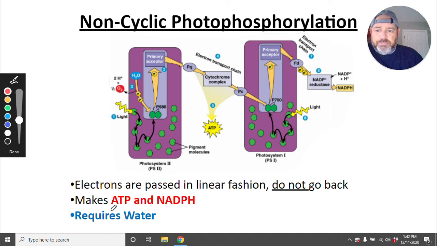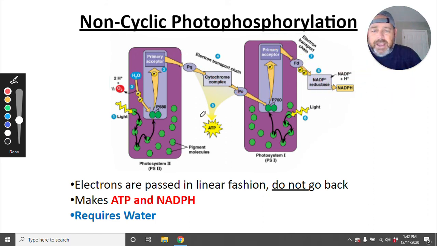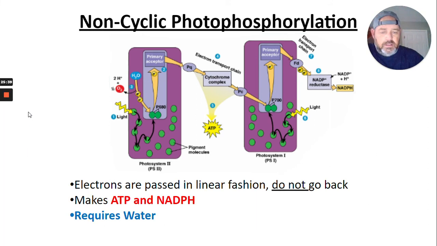Okay, it makes both of these. It makes ATP and NADPH, and it requires water. These are all factors of non-cyclic photophosphorylation. Okay, and so what this means is that here is your photosystem 2, and the electrons are going to go this way, and then they're going to go down here, and then they're going to go up, and then finally they're going to end up at NADPH, right? There's no circling back at all. It just goes linear, okay? That's what the non-cyclic means.